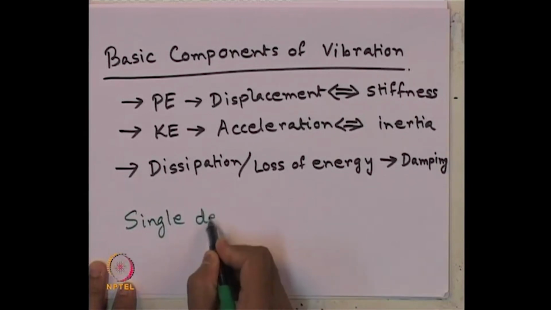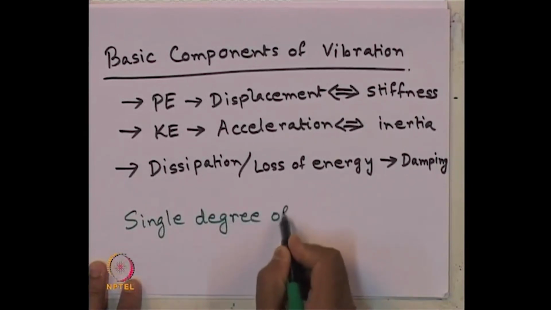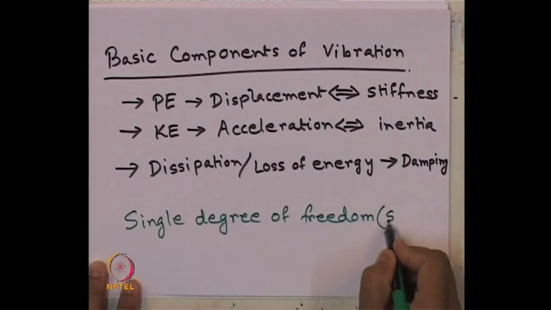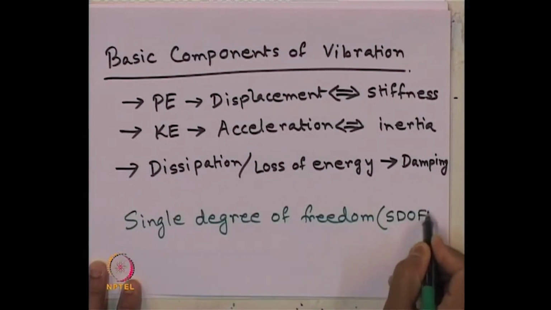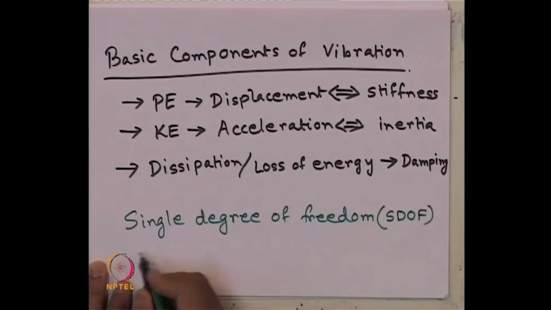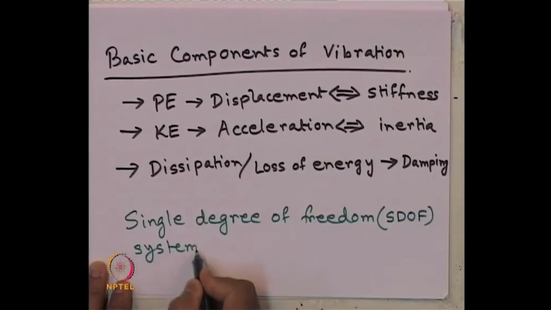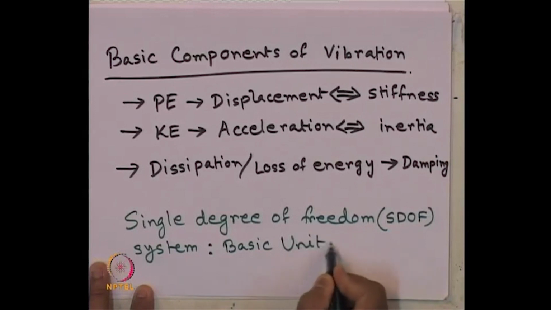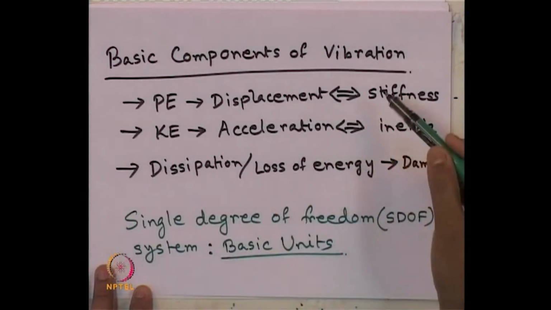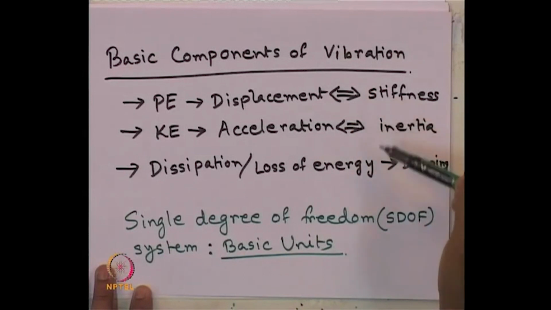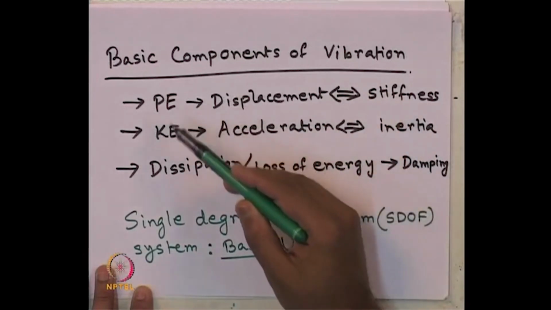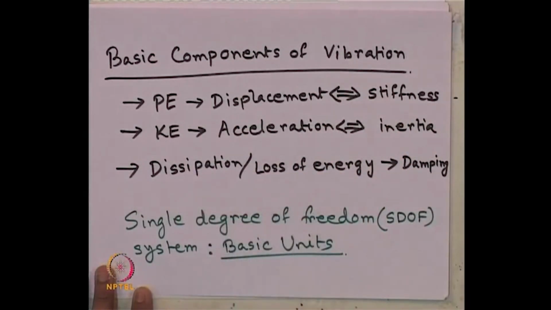Single degree of freedom, in short, generally we write it as SDOF. So, a single degree of freedom system. Under the condition of a simple vibrating system, what are the basic units? We have three basic units, which allow us to consider all the basic components of vibration, that is potential energy, kinetic energy and dissipation or loss of energy.